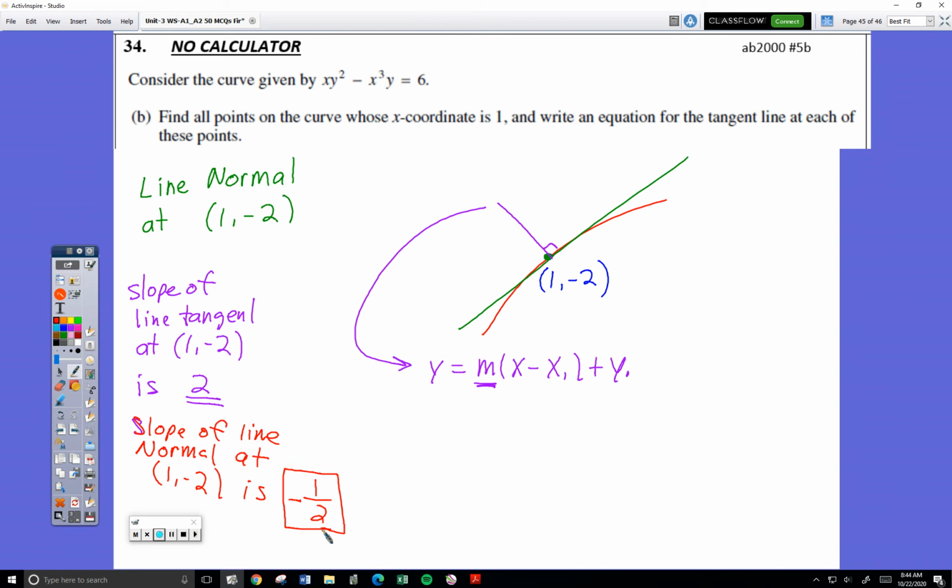So to write the equation of that line, here we go. y equals -1/2 (x - 1) + (-2). If it's the written section of the test, you should stop right there. You'll get full credit for writing that equation of a line that's normal. We're going to talk about that.